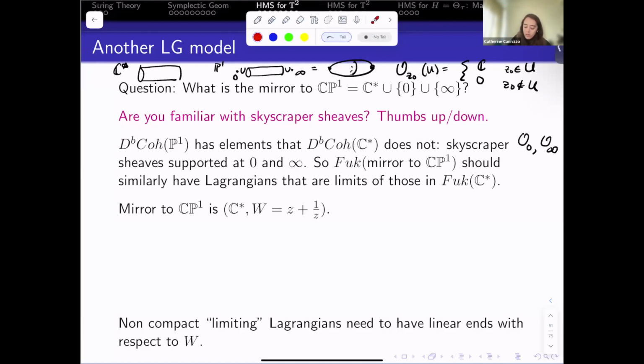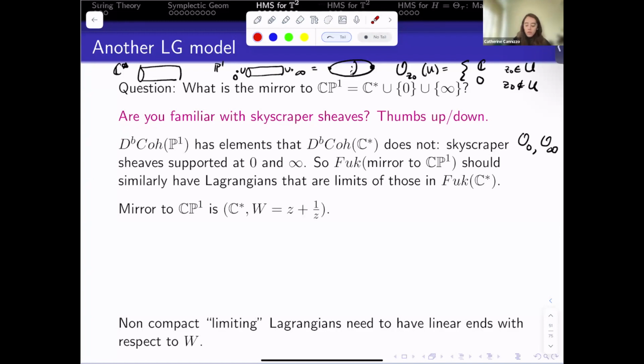In particular, 0 is a limit. As we go out here, as we approach 0, we compactify that. We get this new skyscraper sheaf. As we go out to infinity, we compactify that. We get this new skyscraper sheaf. So looking at the Fukaya category of whatever the mirror to CP1 is, we should similarly see this process of Lagrangians and find a limit of Lagrangians.